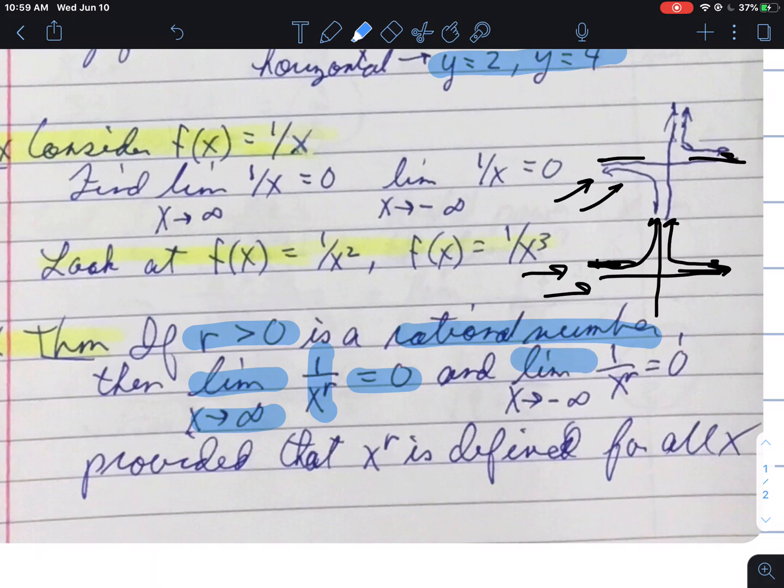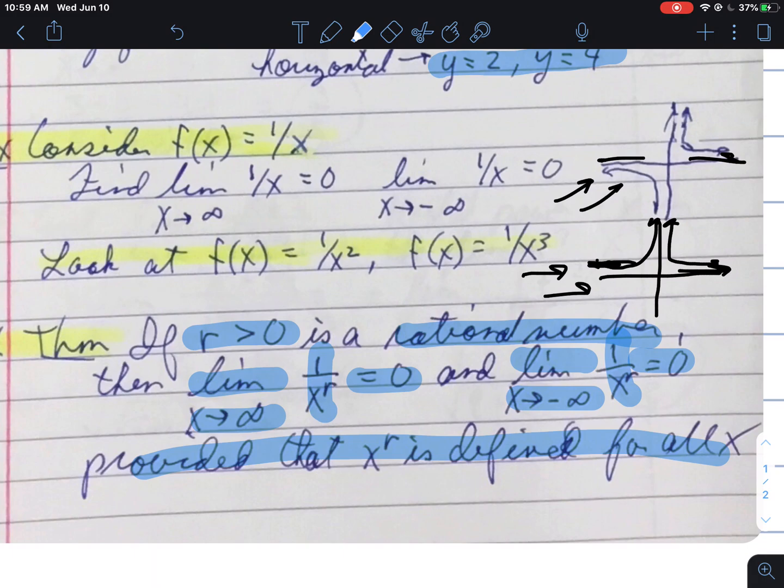And the limit as x approaches negative infinity of 1 over x to the r will also equal 0. Again, I don't care what r is, as long as it's a positive value. Now, we also have, provided that x to the r is defined for all x.